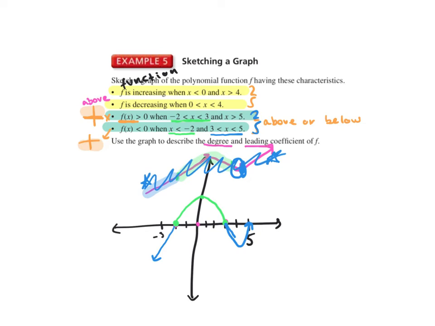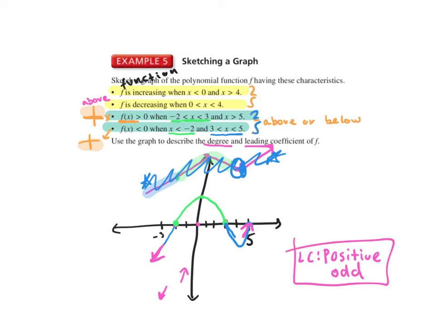Next thing we need to do is use the graph to describe the degree and the leading coefficient. So we see that our graph starts going down and ends going up. We look at our arrows here, so it starts going down, ends going up. If it ends going up, that means our leading coefficient is positive. And since it's going in opposite directions, that means it is odd. So here, our leading coefficient is going to be a positive number because it ends going up, and it's odd since it starts going down. They're going in opposite directions.